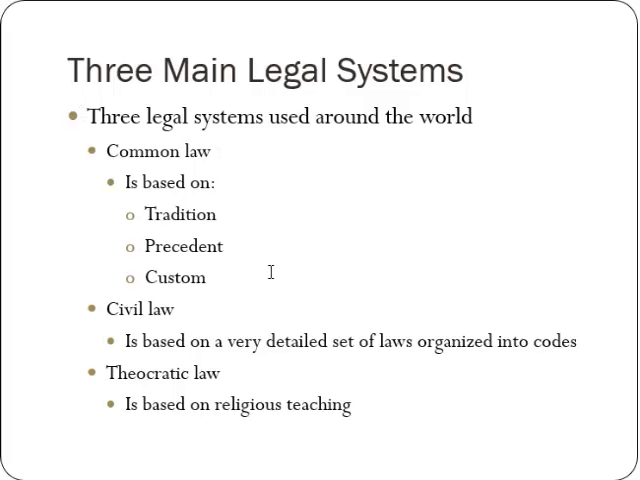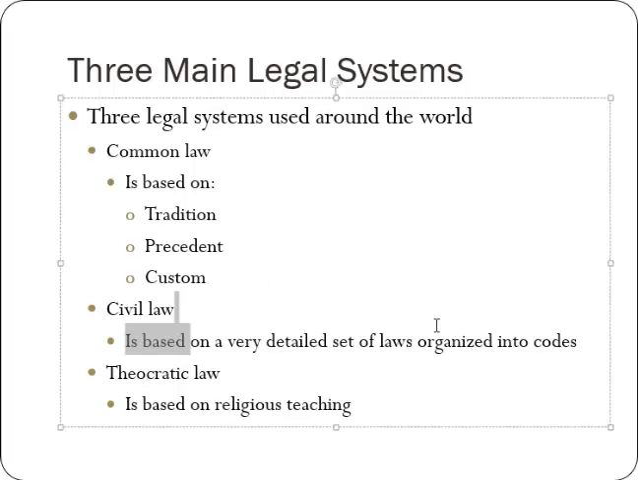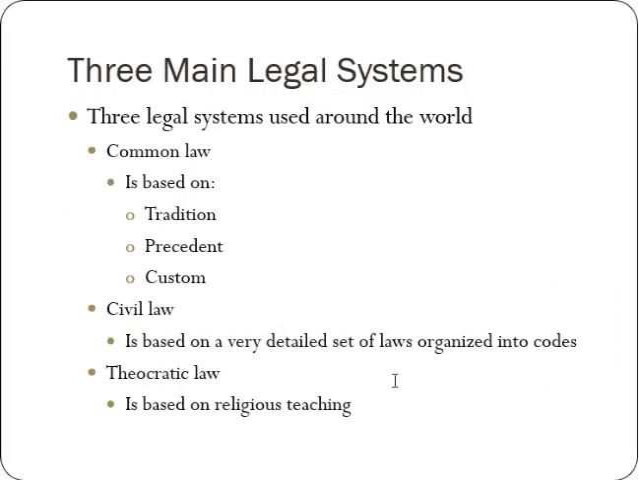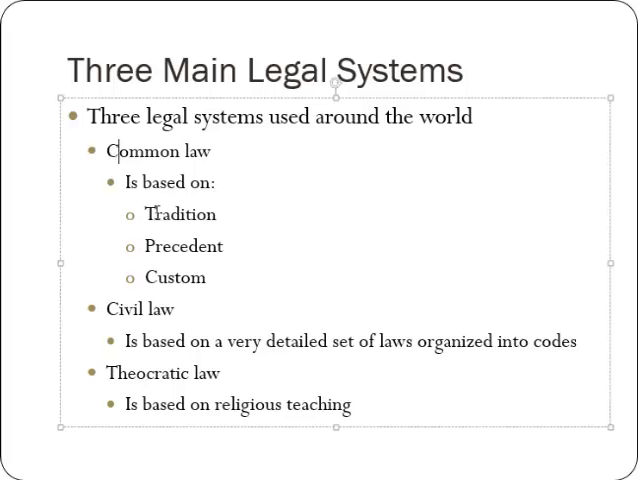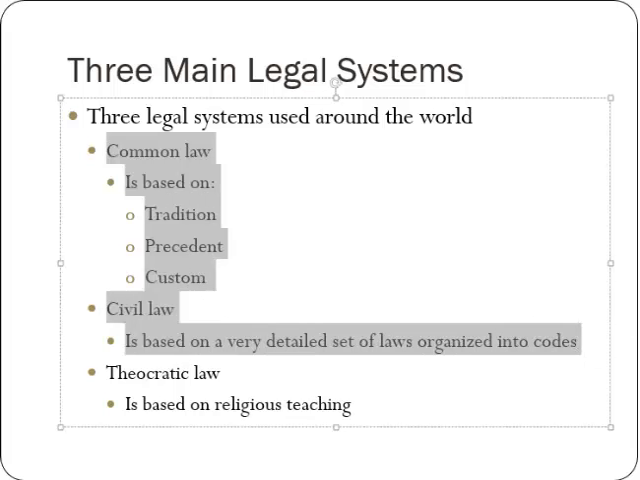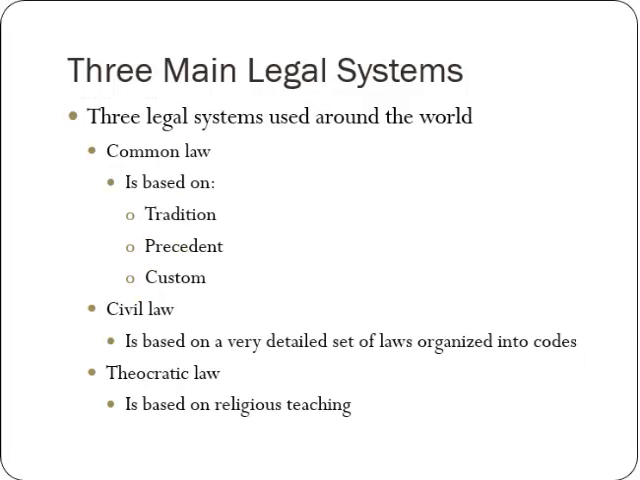That is a common law system. A civil law system is based on a very detailed set of laws, and theocratic law means countries that are based on religious doctrine. Now, of course, most countries that we deal with are some sort of a combination between common law and civil law. In the United States, we've got lots of case law, but we also have statutes. We also have written laws. Same thing is true of most European countries.